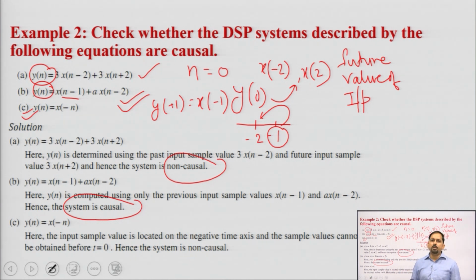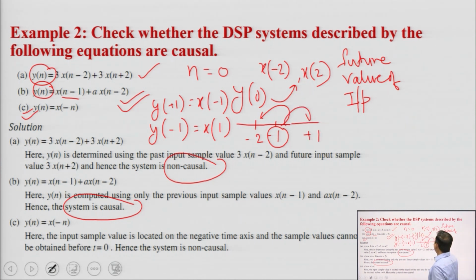So, it may be causal, but once we put a condition, y[minus 1], it will give us x[plus 1]. Now, we can clearly see that with respect to minus 1, plus 1 is a future value. So, the present output, which is y[minus 1], is depending upon the future value of input, x[plus 1]. So, the system here is definitely non-causal.